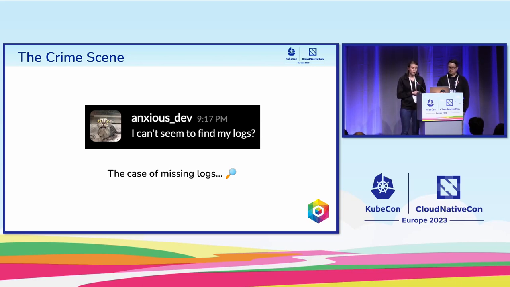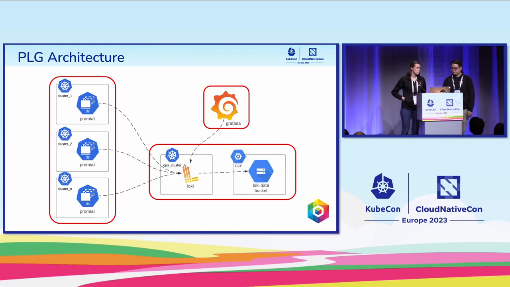Before we get too far into the details of solving this problem, let's go through an overview of the PLG stack. So the PLG stack consists of three main components: Promtail for shipping logs, Loki for aggregating and storing logs, and Grafana for interfacing with logs. Promtail runs as a daemon set in any cluster you pull logs from. By default, Promtail will pull pod logs that are logging to standard out or standard error and ship them to Loki.